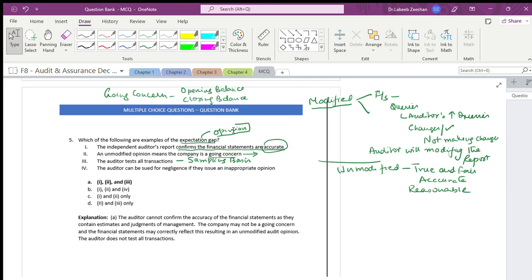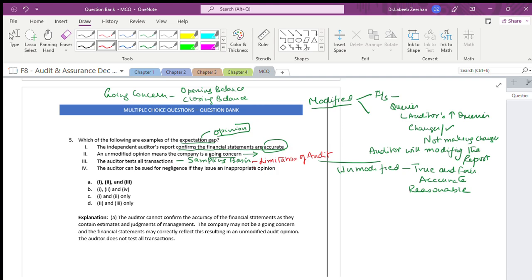But the auditor will try to convince them that it's not that, and try to make sure that things are true and fair. The auditor will never test all the transactions. The auditor will do it only on a sampling basis. That is the reason, when you are talking about sampling, again I'm saying it is one of the limitations of audit.